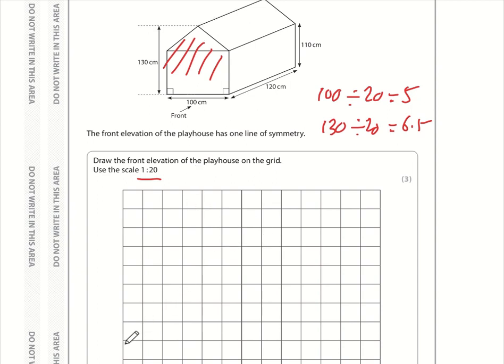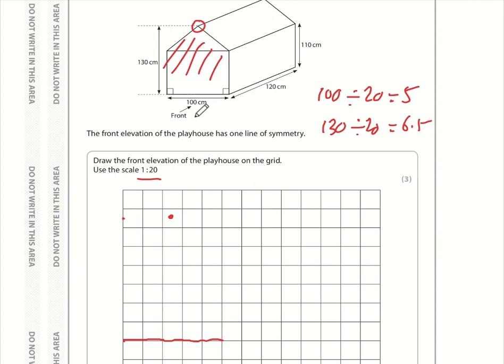So let's just draw in my 5 centimetres along the bottom, 1, 2, 3, 4, 5, and it's going up to 6.5, and remember this is to the very top here. 1, 2, 3, 4, 5, 6, 6.5. Now if this is 100 centimetres across, then it's going to be 50 to this point here and 50. In other words, it's going to be half of 5. So it's going to be 2.5 across, so 1, 2, 2.5, so that point there is that point there.